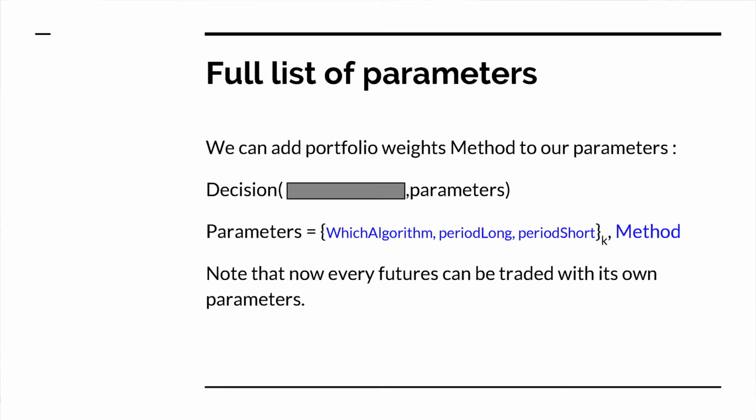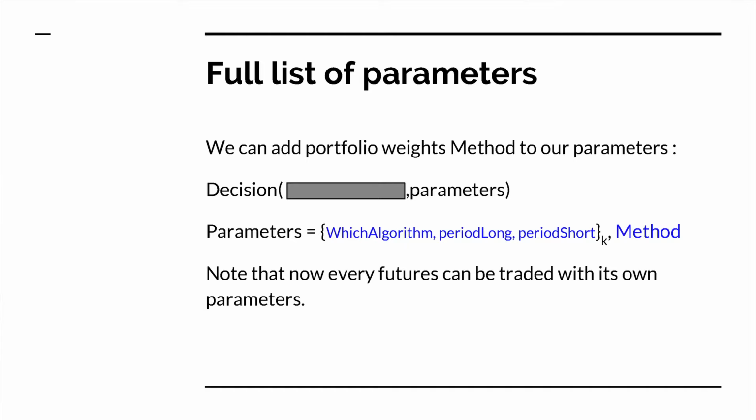And now we can write that our decision function depends on parameters which are different for every future. So the algorithm and periods are different for every future, and method is the general parameter. So the method that we choose to come up with weights. So we have a whole bunch of parameters now. Every future can be traded with its own set of parameters.